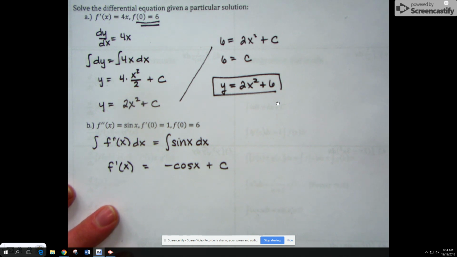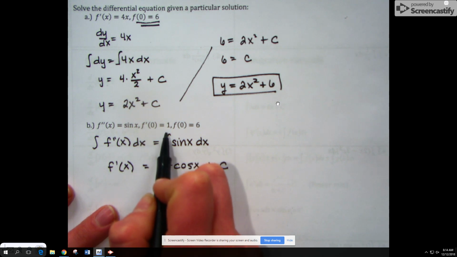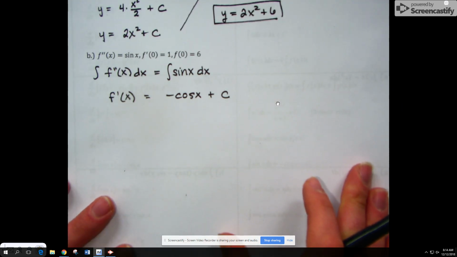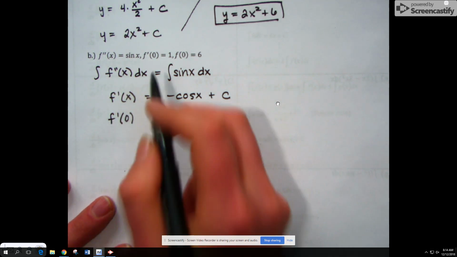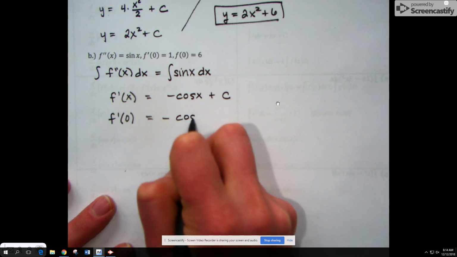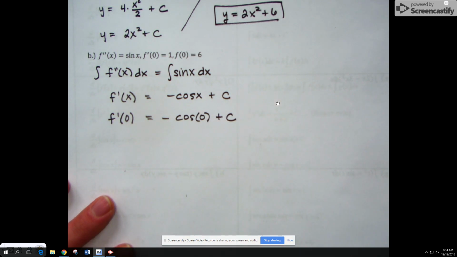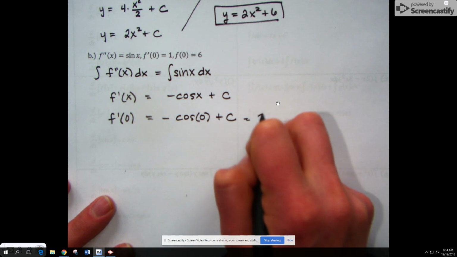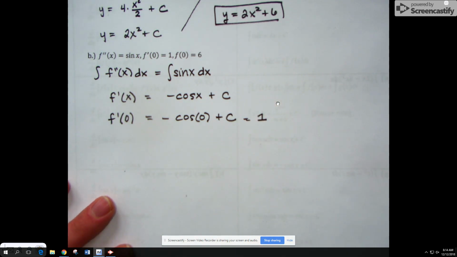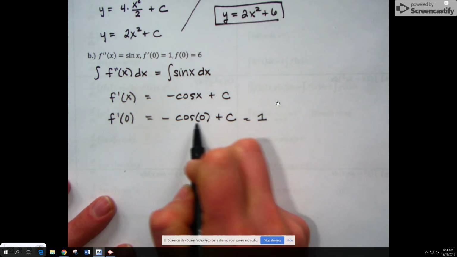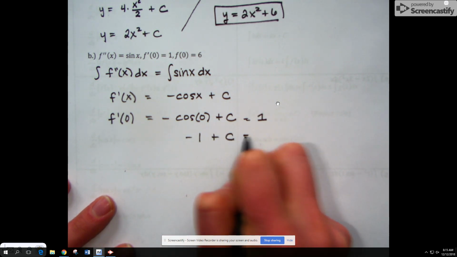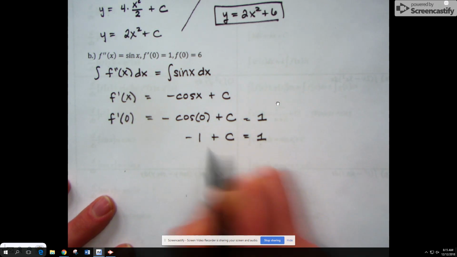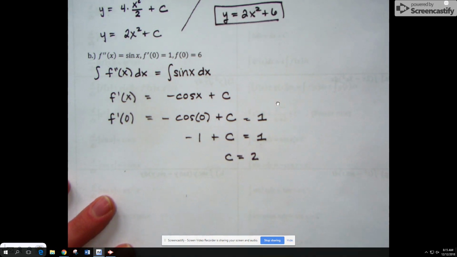So there's my antiderivative. I would want to go ahead and use the first condition. The f prime of 0 is equal to 1. So if f prime of 0, that would mean that I'm plugging in a 0. I get negative cosine of 0 plus c, and I know that that is equal to 1. So I'm using that condition. I can solve this. Cosine of 0 is 1, so this would state that negative 1 plus c is equal to positive 1, and if I add 1 to the other side, c is 2.